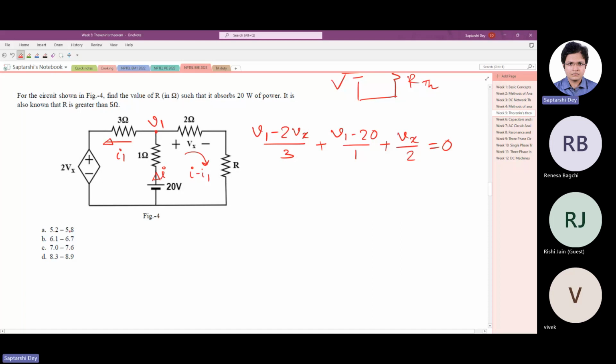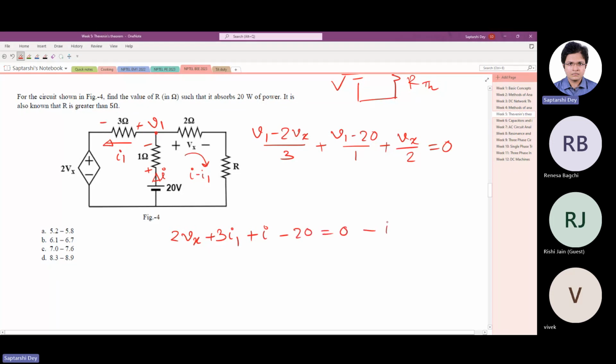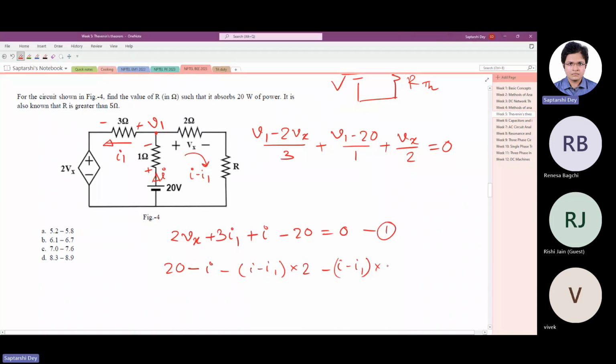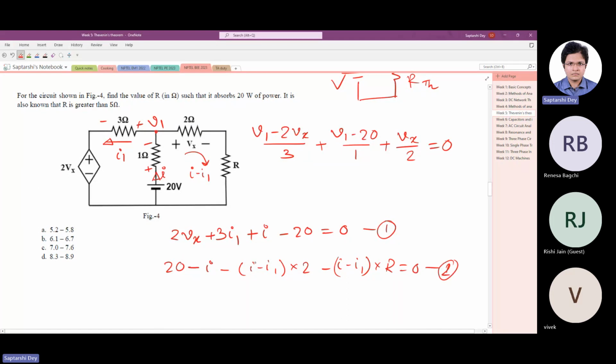Increment again, 3I1 increment, plus I increment minus 20 equals 0. One equation. Other equation start from. We'll look into it later. I, then again a drop minus of I minus I1 times 2 minus I minus I1 times R equals 0. Another equation, we need 3.